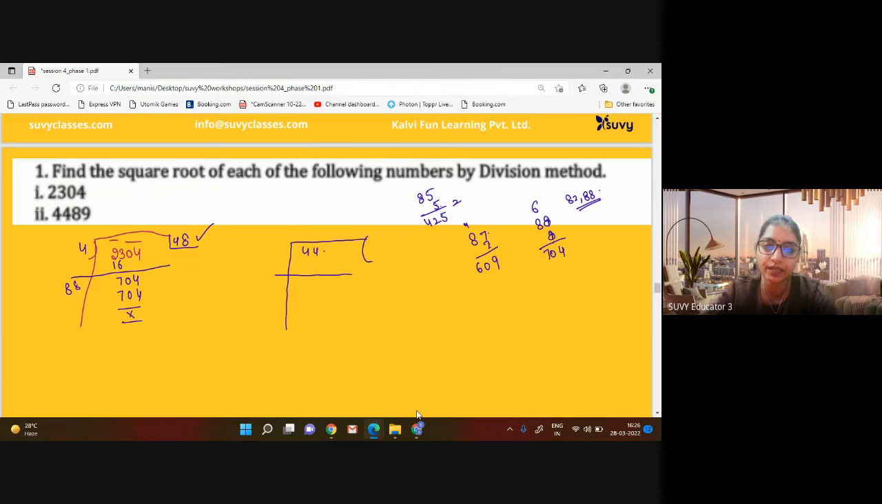4, 4, 8, 9. Let's make them pairs. So 44, so only 6. 6, 6, the 36 is the option. So 8 is remainder. 8, 8, 9. So 6 into 6. 6 plus 6, 12.